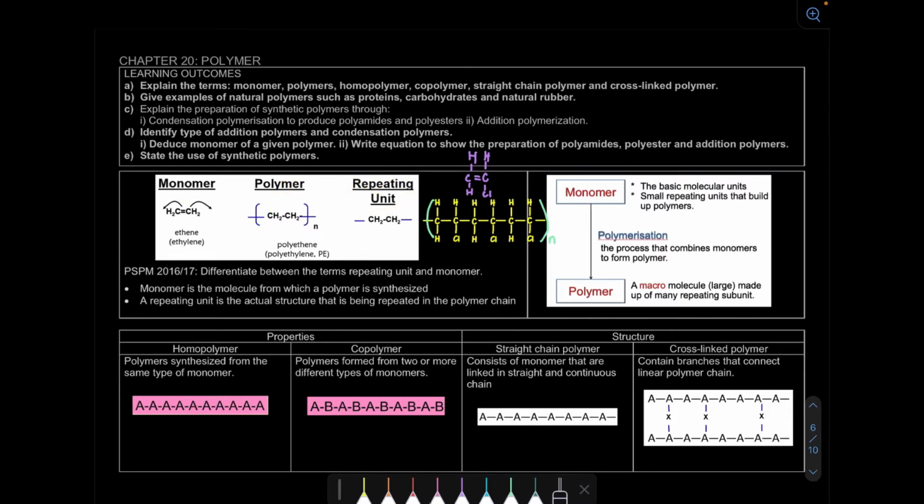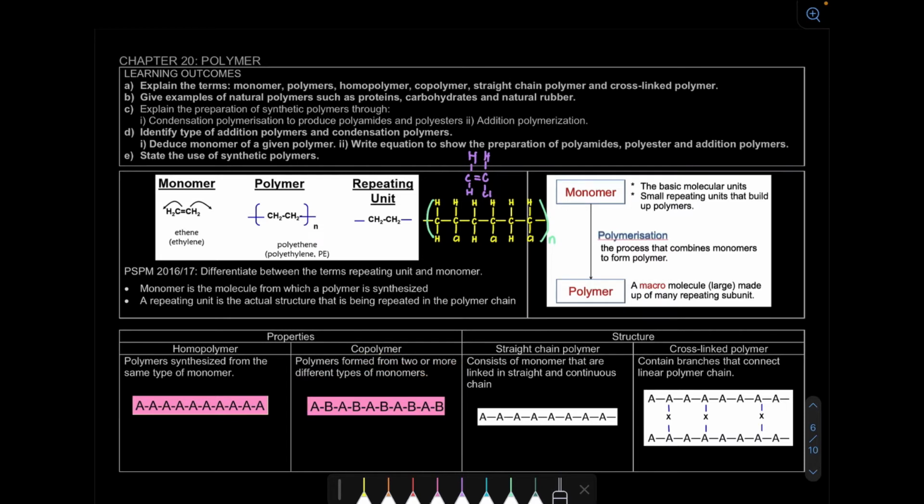Okay. Next, what we're going to look at is actually the properties of polymer. So, polymer ni could be synthesized from the same type of monomer. So, contohnya, kalau ada A, dia semua adalah A. Contohnya, kalau CH2, semua CH2 sahaja. Copolymer ni pula is formed from 2 or more different type of monomer. So, AB ni, it means that it has 2 different monomer.